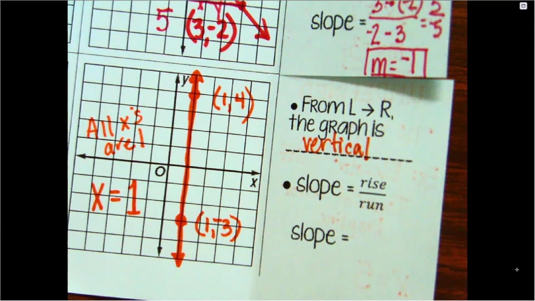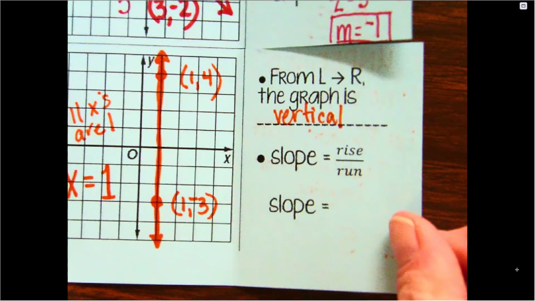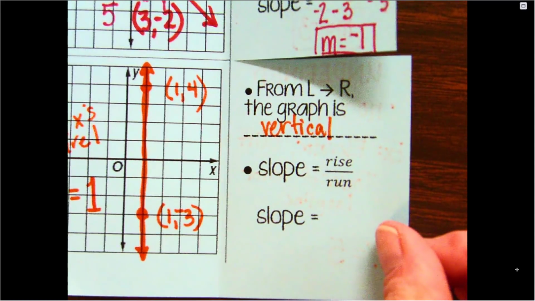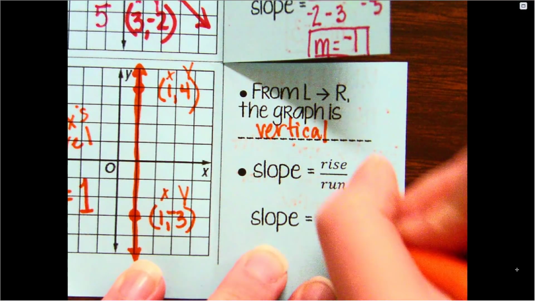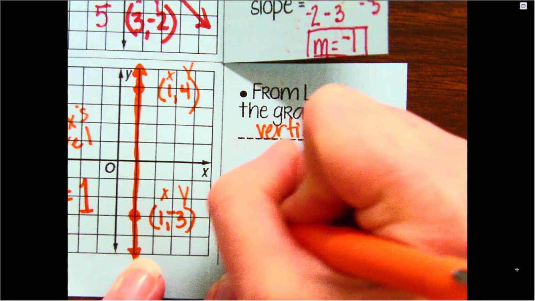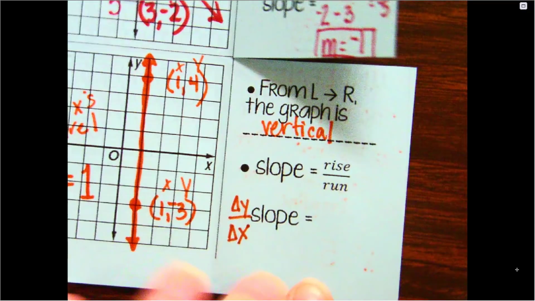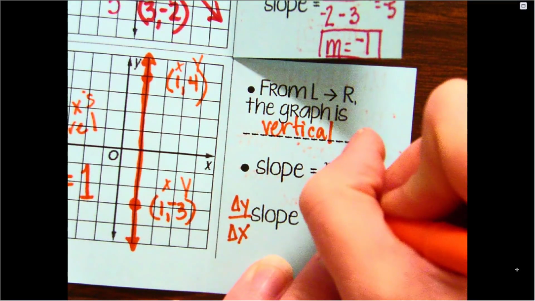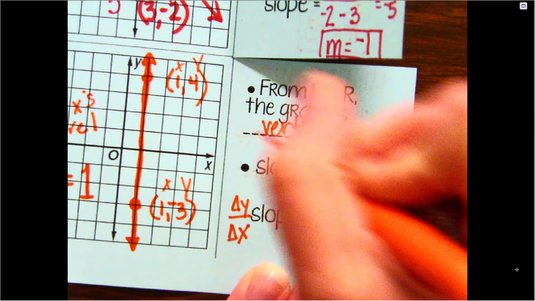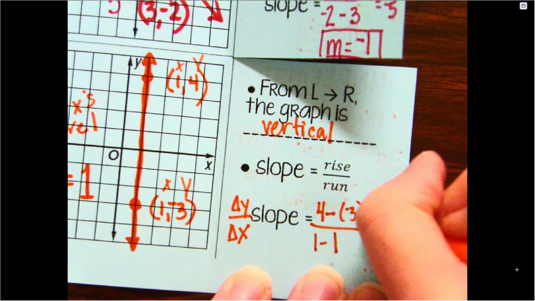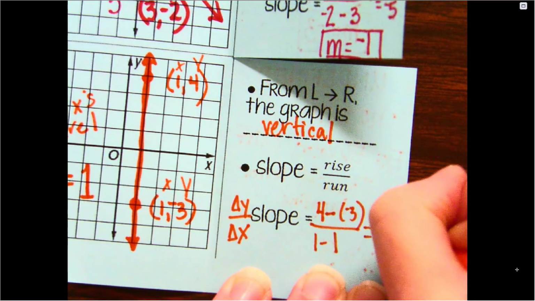The slope is still the rise to the run. So if I put these ordered pairs into my formula of y minus y over x minus x, my y's are 4 minus negative 3, and then 1 minus 1, I'm going to have 7 over 0.